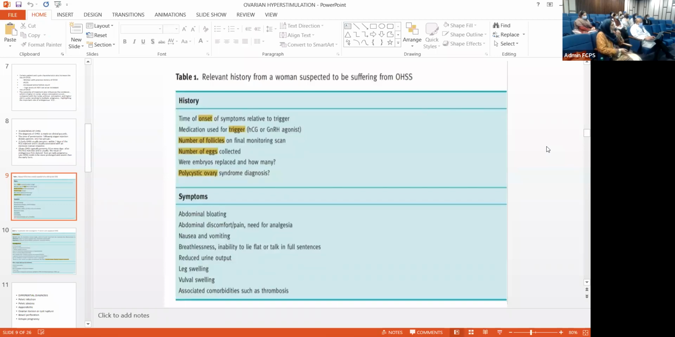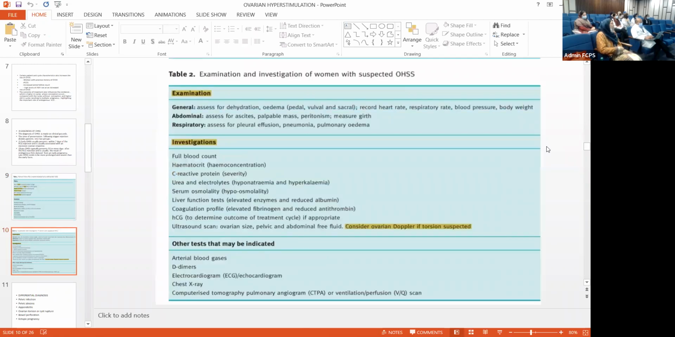Symptoms. Symptoms of OHSS are abdominal bloating, abdominal discomfort, pain, need for analgesia, nausea, vomiting, breathlessness, inability to lie flat or talk in a full sentence, reduced urine output, leg swelling, vulval swelling, associated comorbidities such as thrombosis.